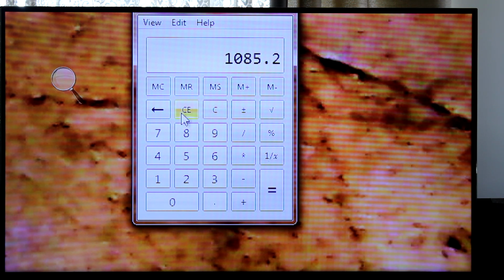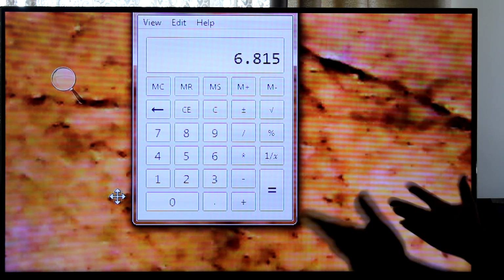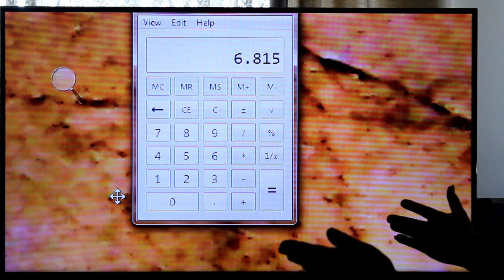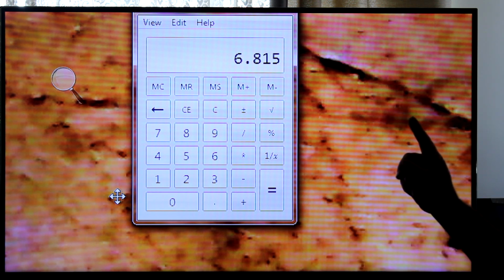Remember the number, 1085. 7.9 billion minus 1.085 equals 6.8. That is how many people are going to be left on Earth after those removed for their crimes are taken away. 6.8 billion.